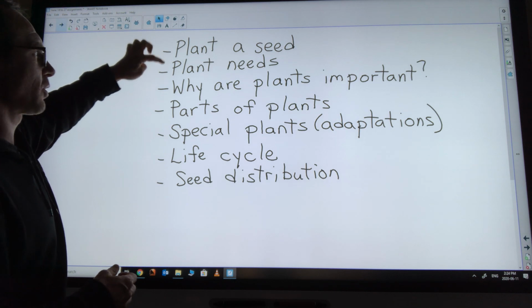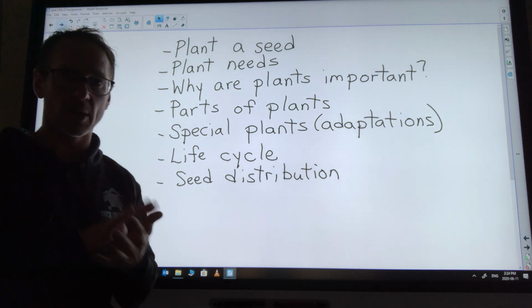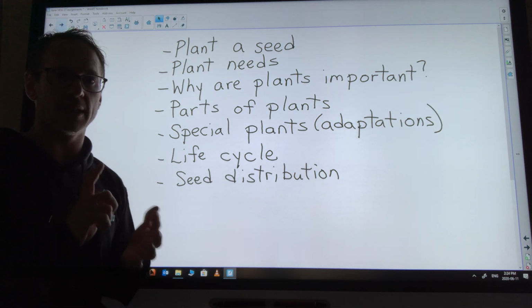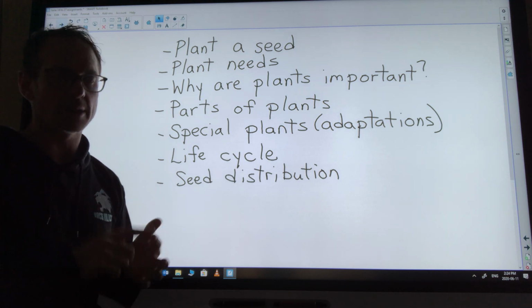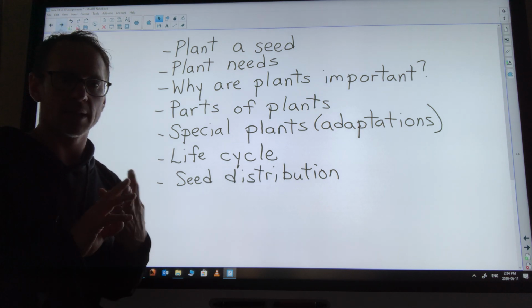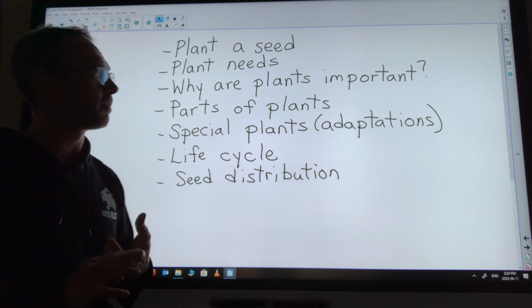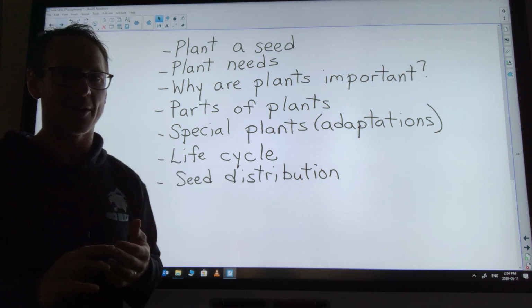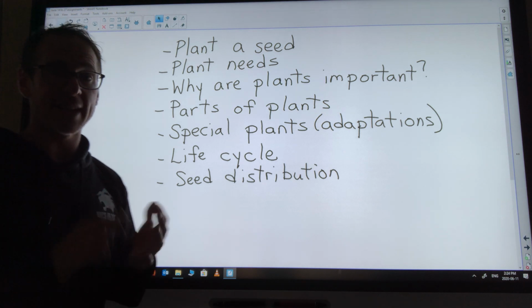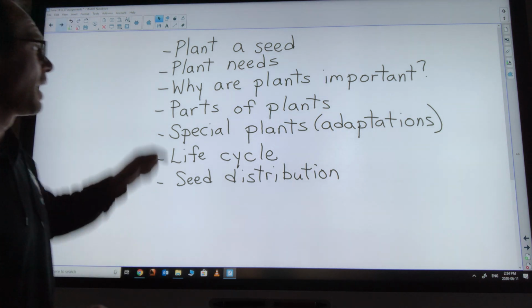In order for plants to grow, they have certain needs. So we talked about the needs of plants. They need water, they need air, that's carbon dioxide, they need food, nutrients that they generally get from the soil, but we found that not all of them get it that way. They need light, and they need space to grow.